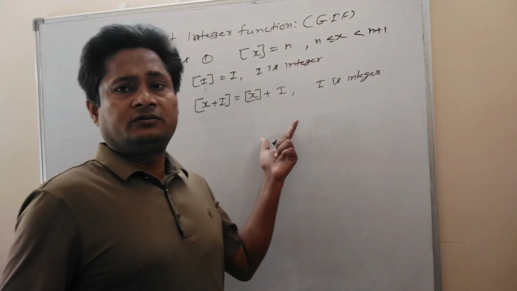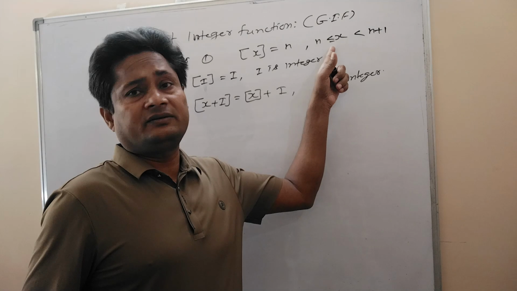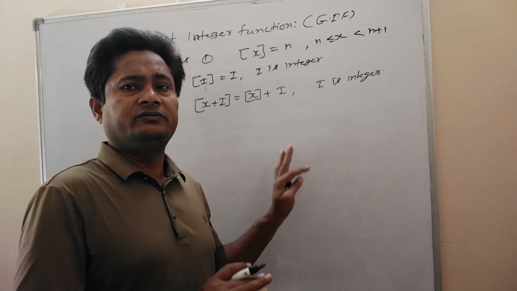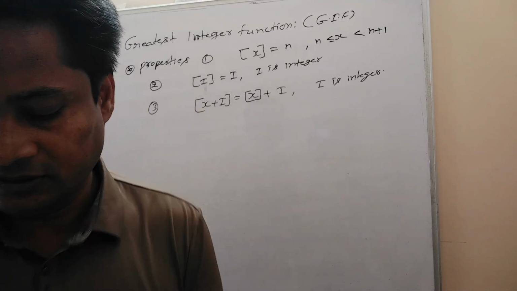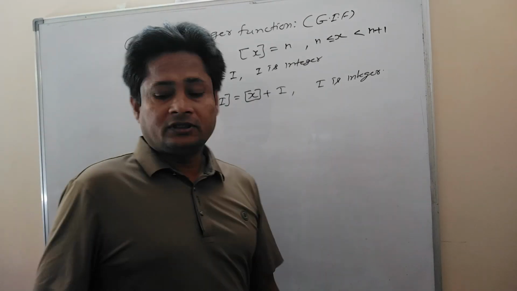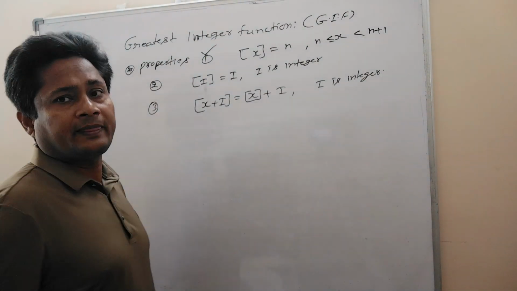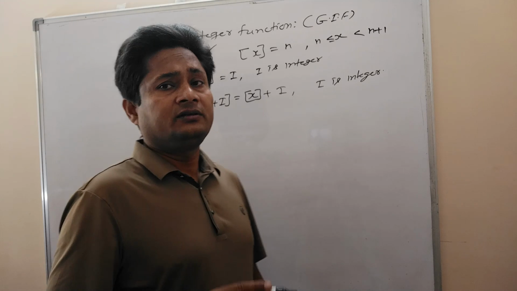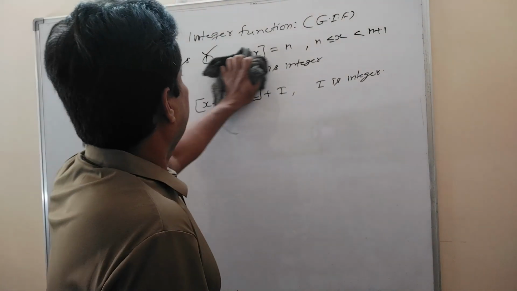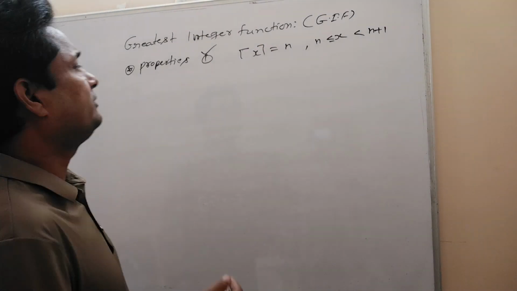First, let's do some questions on these. Let's draw the graph of this one and we'll discuss questions on this one. Then we will discuss some more properties on this one. What is the graph of this one? First, discuss the graph of this one.